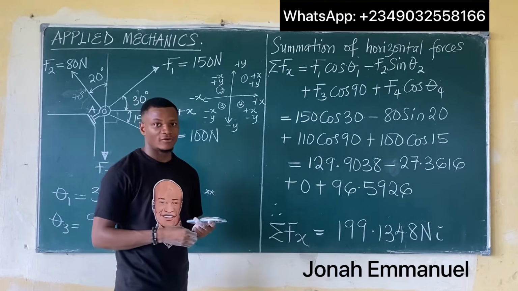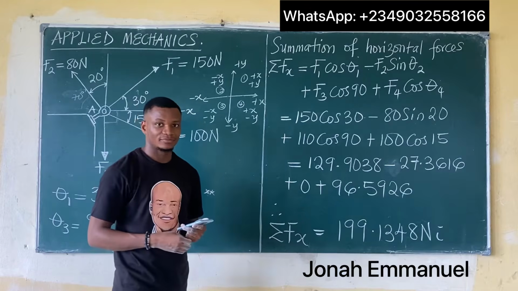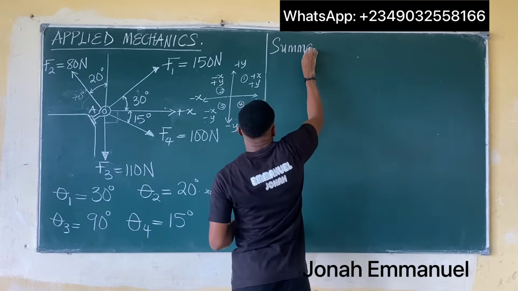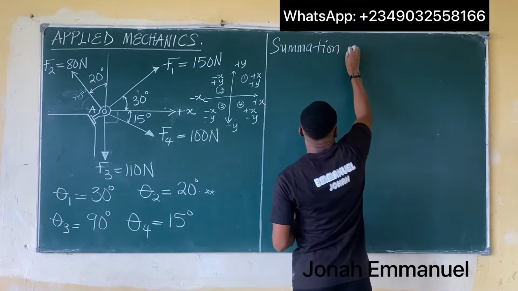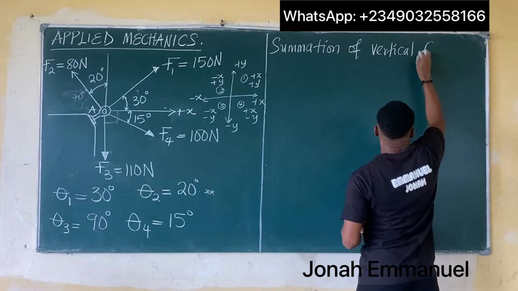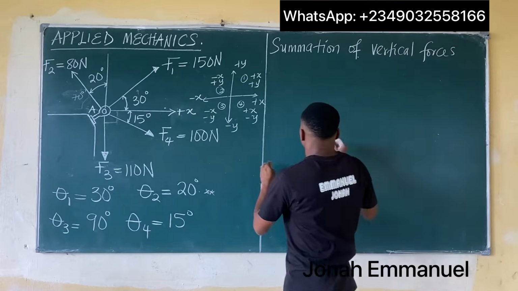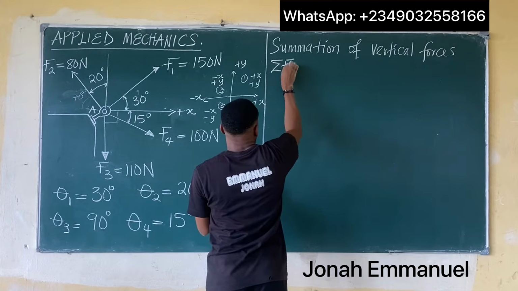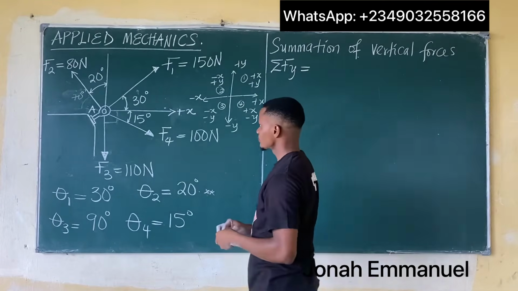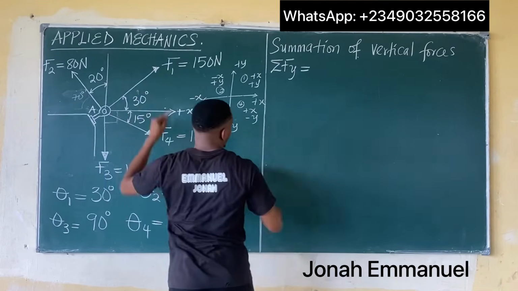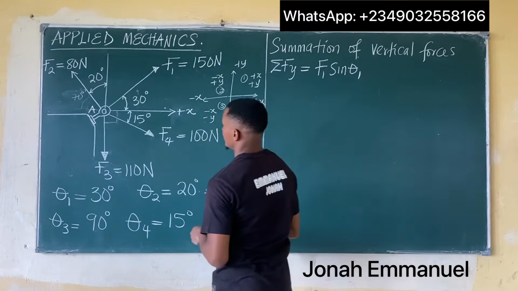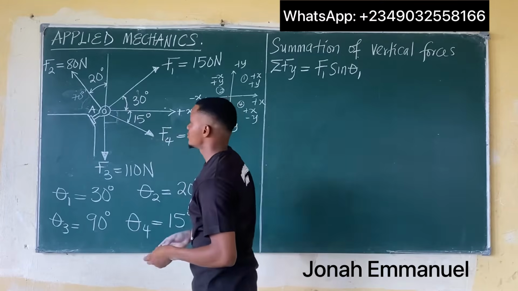Let's now get the summation of vertical forces, that's sigma Fy. First, let's get the equation. For the equation, F1 going this way would be F1 sine theta 1, of course, because the angle of inclination is to the horizontal.